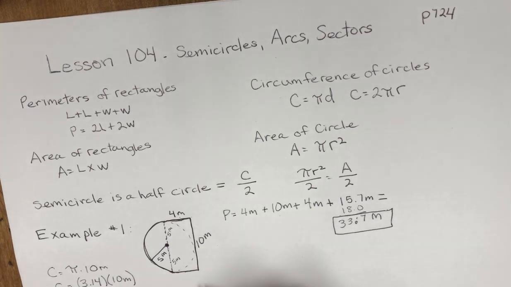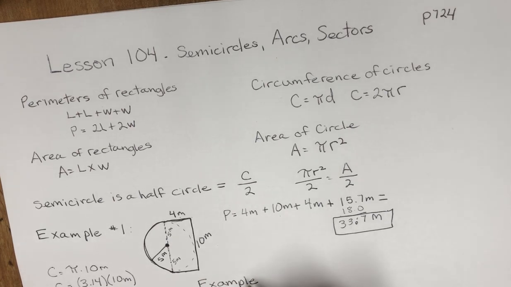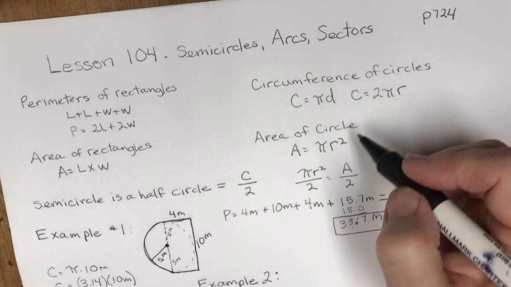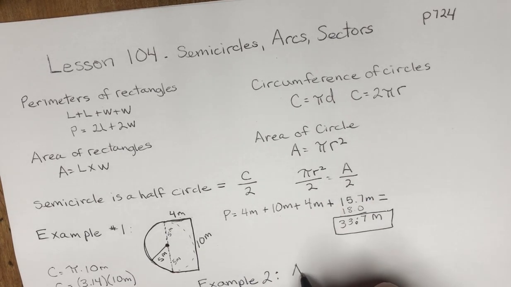Now, example 2 takes the very same structure, though they turned it the other direction. I don't know if that's to confuse you or what, but that's the exact same. And this time they're asking us for the area. So we're going to be using the area formula. The area formula is A equals pi times r squared.